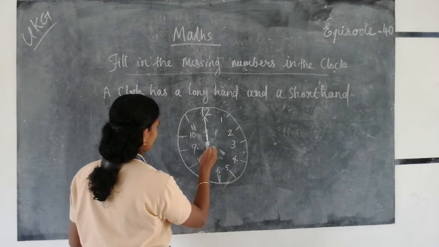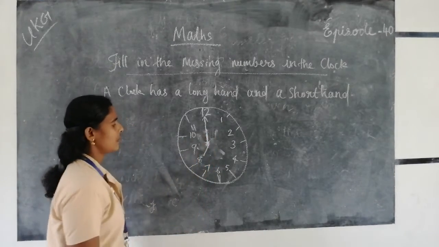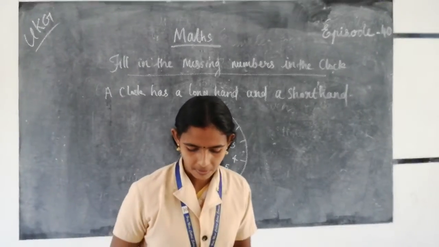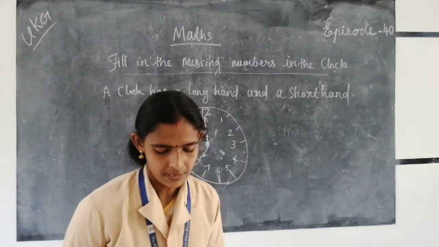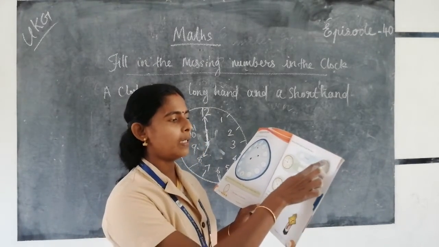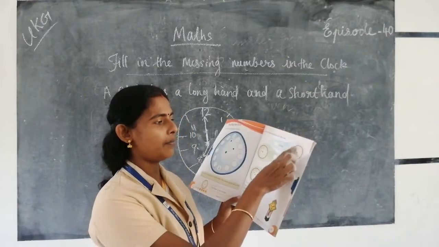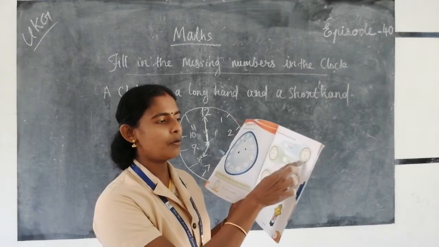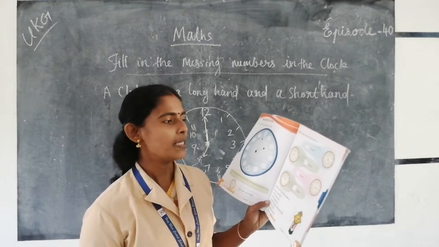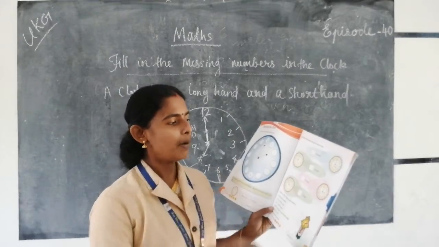Then the short hand is at 8. What is the time of the clock? Yes, the time is 8 o'clock. Can you understand? See the short hand and tell the time. Here, long hand 12 and short hand 5. The time is 5 o'clock. So you have to write number 5.